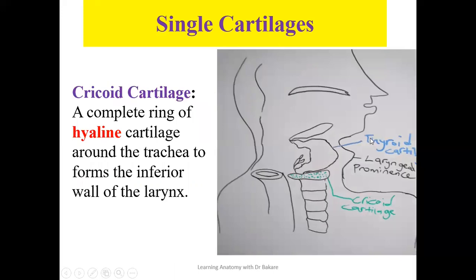Then the second cartilage is the cricoid cartilage. The cricoid cartilage is like a ring. It's a ring-shaped type of cartilage. It is also a hyaline type of cartilage. It forms a round border below the larynx, so it forms the inferior border or inferior limit of the larynx. So this is where it is located. You see the thyroid on top of it.